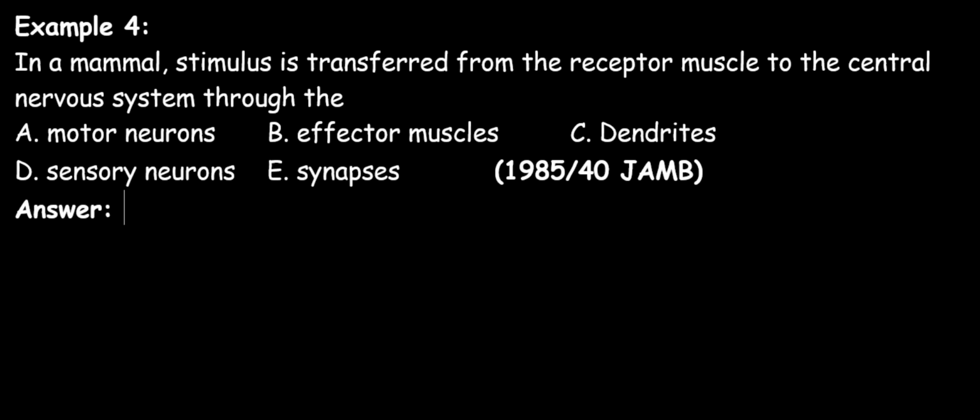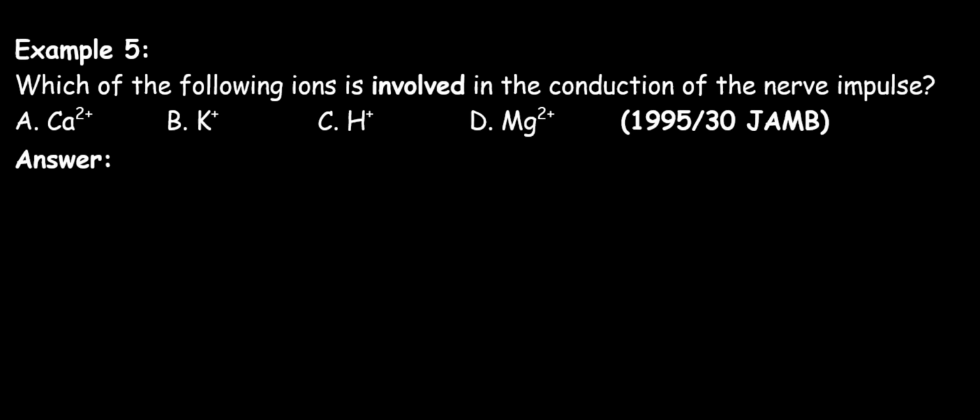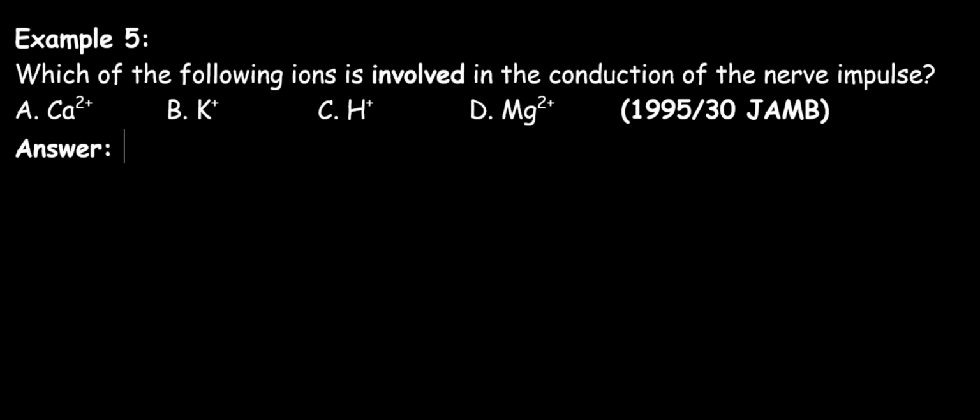Our next question, it says, in a mammal, stimulus is transferred from the receptor muscle to the central nervous system through the A. motor neurons, B. effector muscle, C. dendrites, D. sensory neurons, E. synapses. The answer to this question is D. That is because stimulus is transferred from the receptor muscle to the central nervous system through the sensory neurons or efferent neurons.